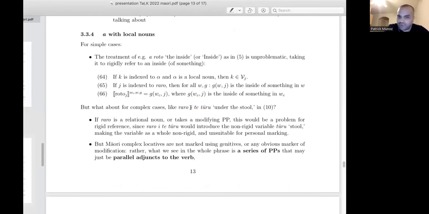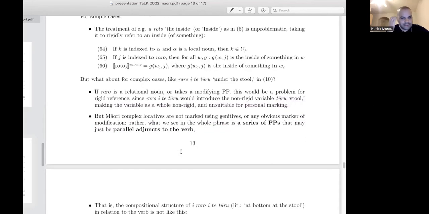So however you want to analyze this, you might say it's a relational noun. It takes the stool as one of its relata. Maybe it's some kind of modifying PP. Maybe it's a genitive of some sort. That should introduce non-rigidity in the variable through the common noun turu, and then personal marking should not be allowed. Contrary to what we see, there is personal marking. So what do we say about this?